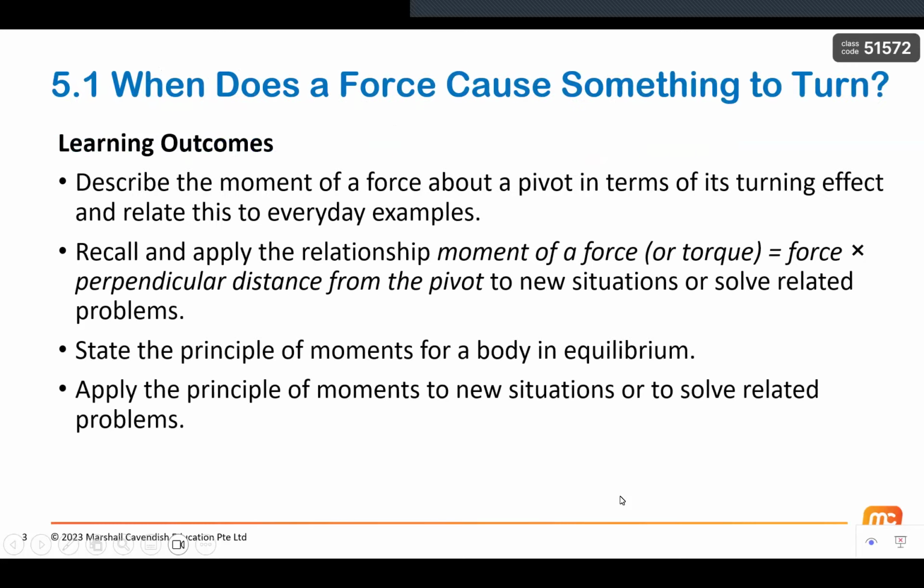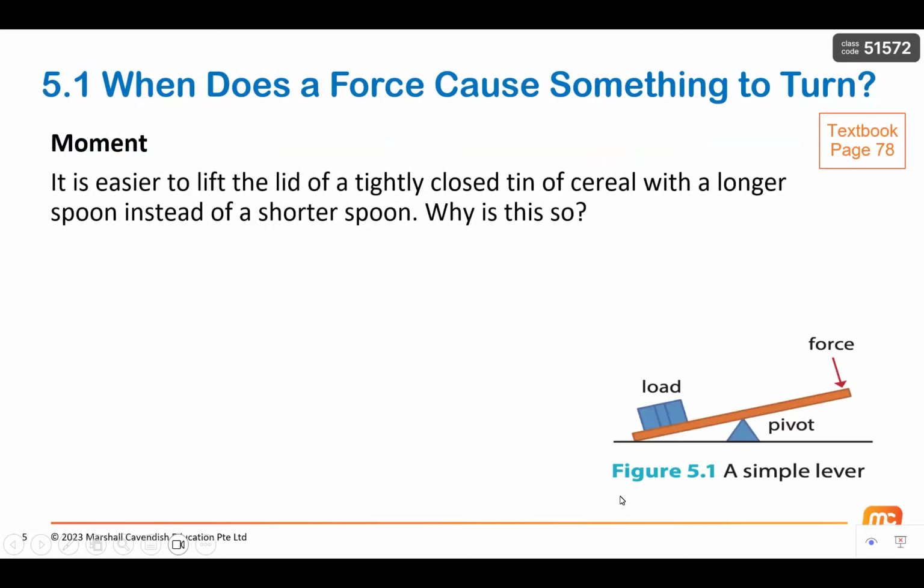So the learning outcomes are as follows. Okay, so we have always tried to use a spoon to open a lid of a tightly closed tin of cereal or any tins, okay? And we always find that if we use a longer spoon, it is easier to lift off the lid. And why is this so? I hope you'll be able to answer this question at the end of this video.